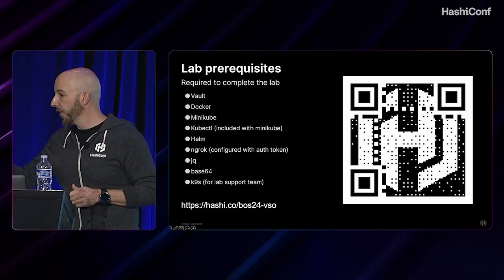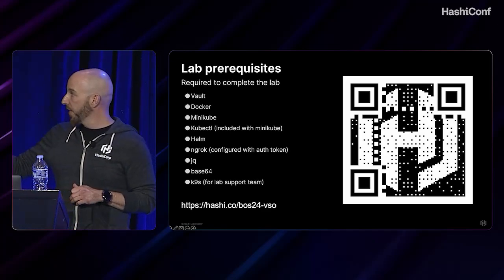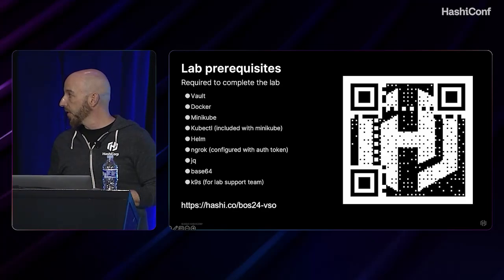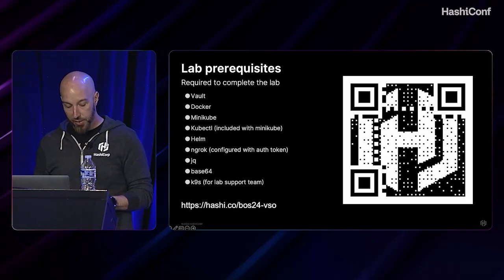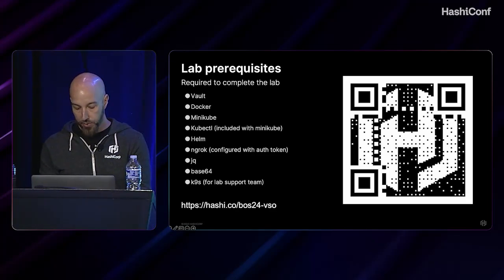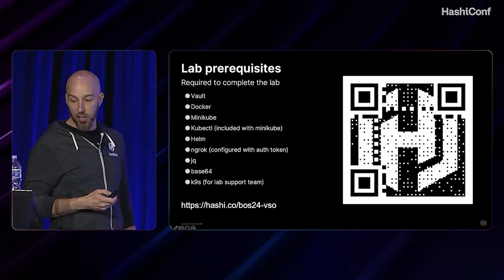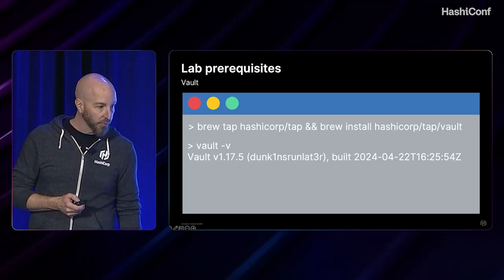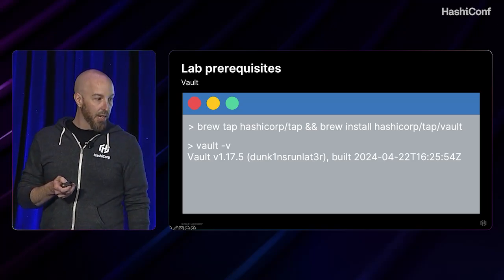You can get to developer.hashicorp.com by either scanning the QR code or going to the link at the bottom of this slide, hashi.co/bos24-VSO, and that will take you to the page. It has links to install all of those things. So, lab prerequisites, if you're doing this live.